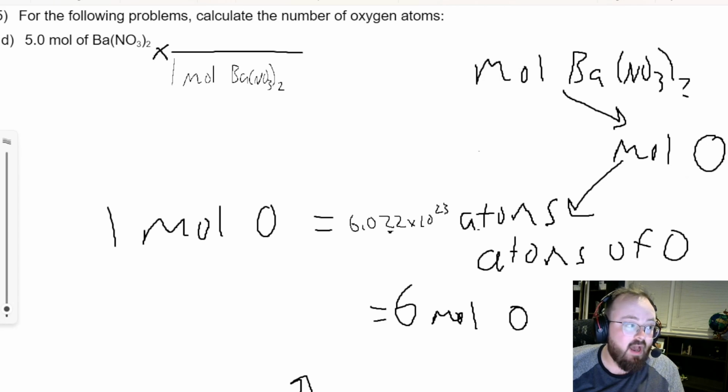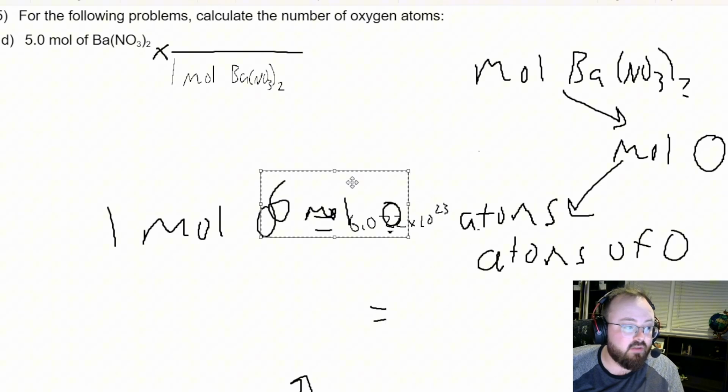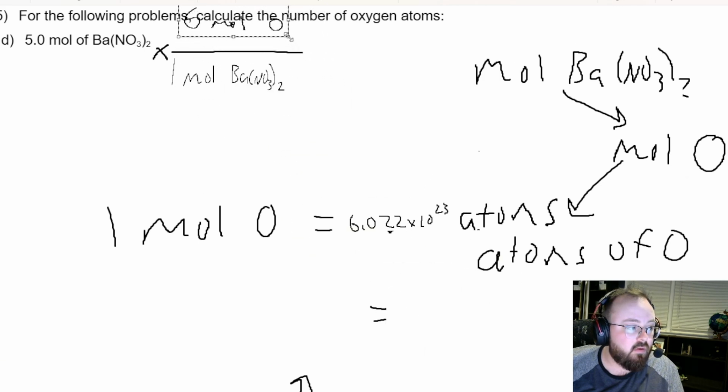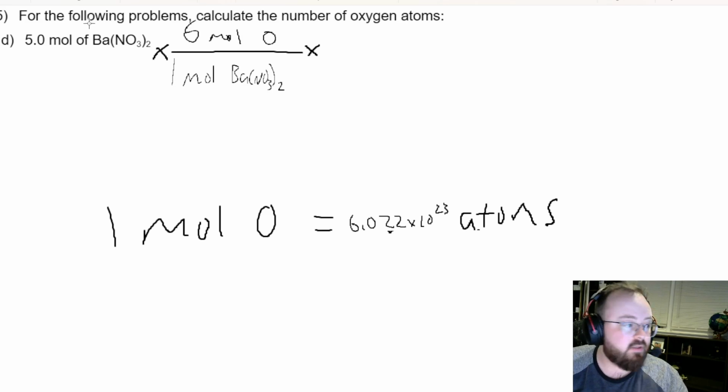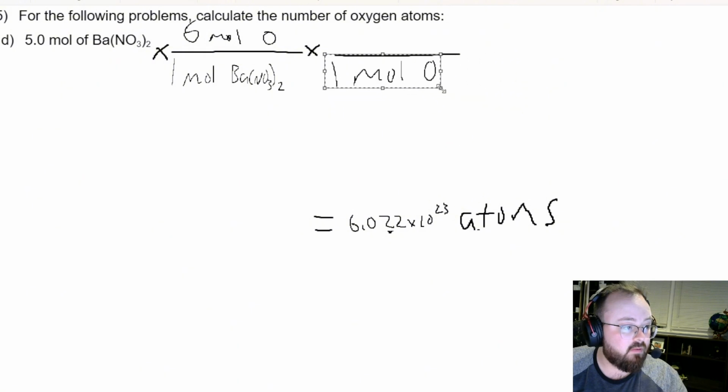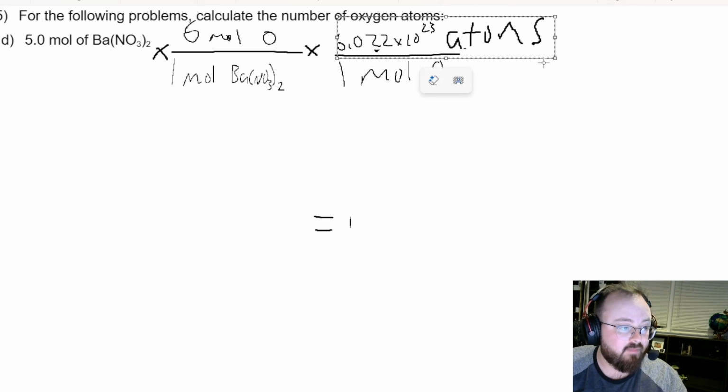Which means that my other half of my conversion factor goes on top, the 6 moles of oxygen. That goes right here. We're then going to go from moles of oxygen into atoms of oxygen. So let me just clear up our screen a little bit, and we can now fill in the rest of this. We need a new one here. My moles of oxygen is going to go right here, on the bottom. My Avogadro's number of atoms is going to go on top.